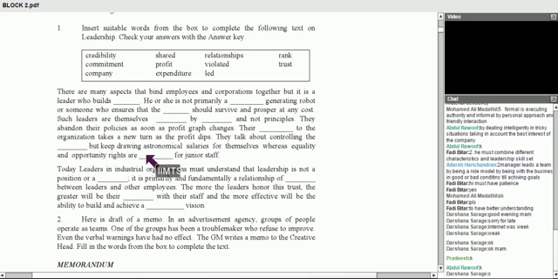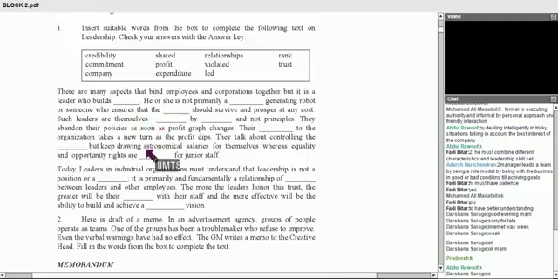Their dash to the organization takes a new turn as the profit dips. They talk about controlling the dash but keep drawing astronomical salaries for themselves, whereas equality and opportunity rights are dashed for junior staff. Today, leaders in industrial organizations must understand that leadership is not a position or a dash. It is primarily and fundamentally a relationship of dash between leaders and other employees. The more the leaders honor this trust, the greater will be their dash with their staff, and the more effective will be the ability to build and achieve a dash vision.